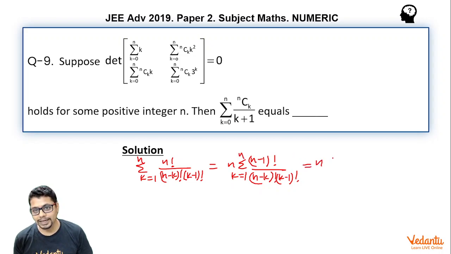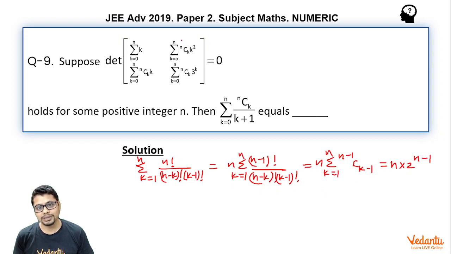So basically it is n times sigma n minus 1 C k minus 1, where k is varying from 1 to n. So it's essentially n minus 1 C0 plus n minus 1 C1 plus so on and so forth n minus 1 C n minus 1. So this essentially becomes n times 2 to the power n minus 1.